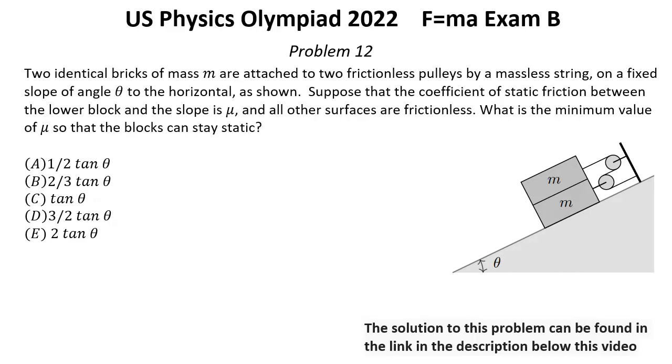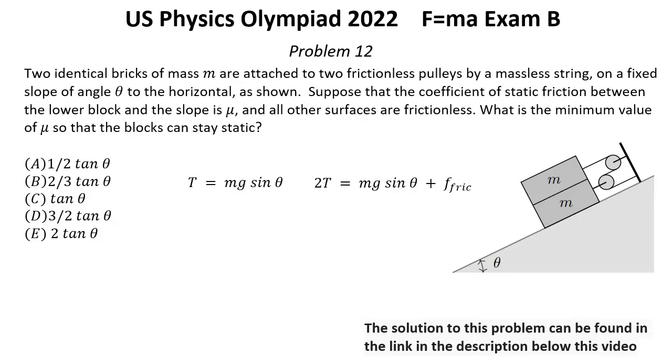Solution for problem number 12. Let the tension in the string that wraps around both pulleys be T. Applying force balance to the upper block, we must have T equal mg sine theta. The pulley applies a force 2T to the lower block, so applying force balance gives us 2T equal mg sine theta plus the force of friction.